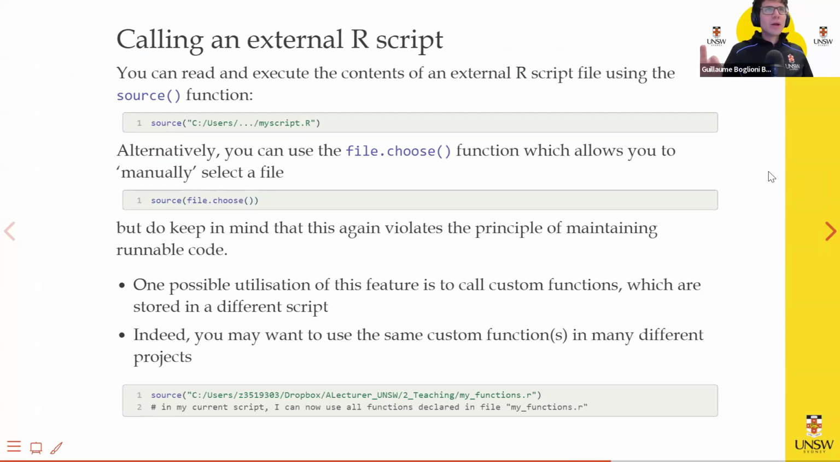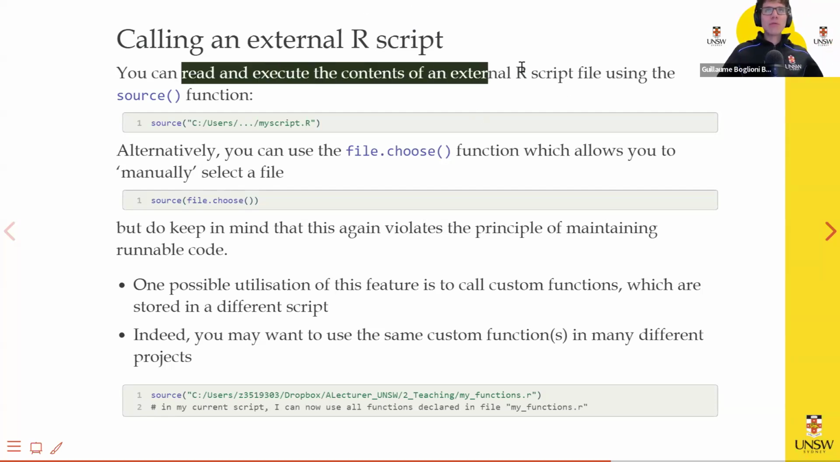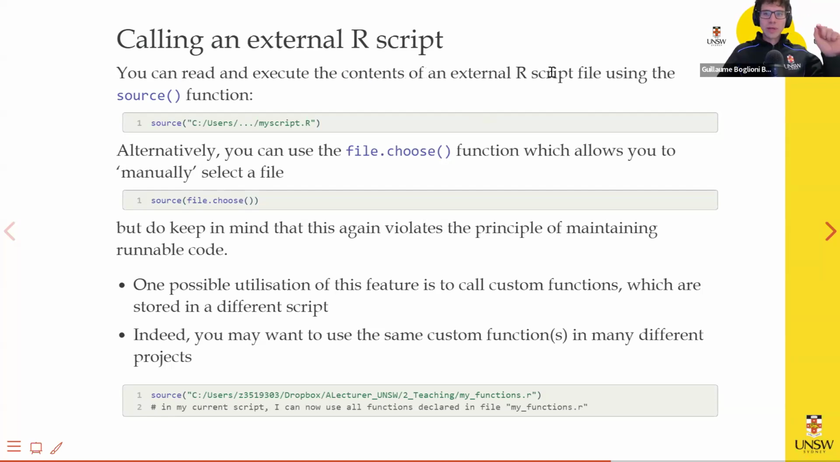Okay, calling an external R script. I alluded to this before, but you can read and execute the contents of a given R script, so a file with the extension .r, in another R script. And I'll try to explain why this would be useful. You do that with the source function. And actually, I think it's better if I explain with an example.